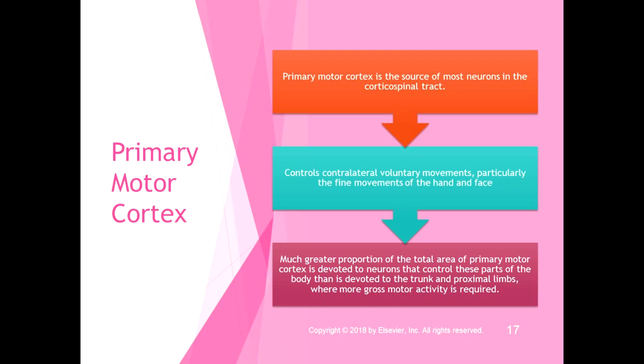Just like the primary somatosensory cortex, a large portion of the primary motor cortex is dedicated to the hands and face. A much greater proportion of the total area of primary motor cortex is devoted to neurons that control hands and face than is devoted to the trunk and proximal limbs, where it's more gross motor activity that's required. In the hands and face, it's the fine motor activity. So lots of the primary motor cortex is dedicated to that fine motor activity.